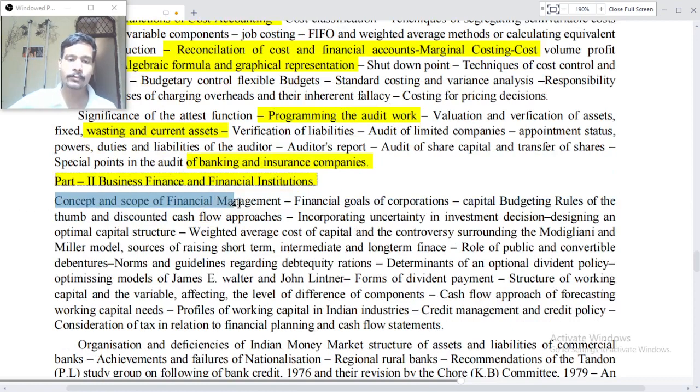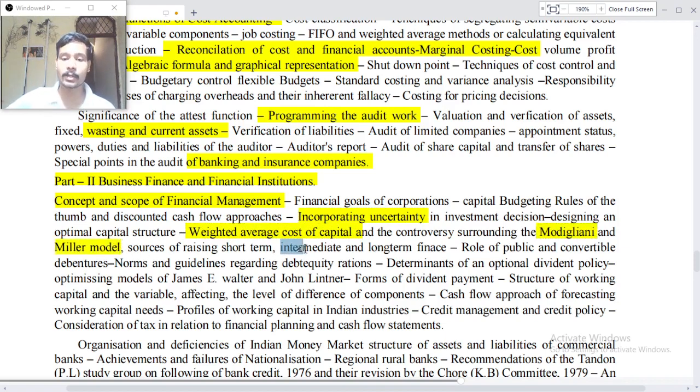Now, point 2, business finance and financial institutions. Concept and scope of financial management, financial goals of corporation, capital budgeting, rules of thumb and discounted cash flow approaches, incorporating uncertainty in investment decision, design and optimal capital structure, weighted average cost of capital and controversy surrounding Modigliani and Miller's models.